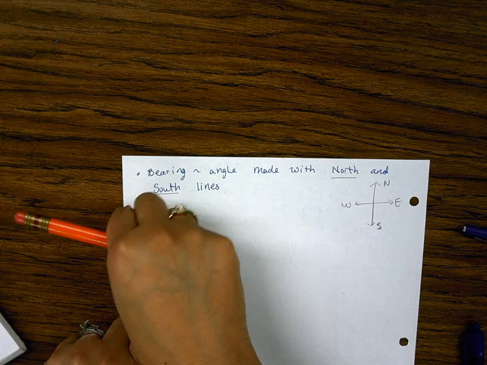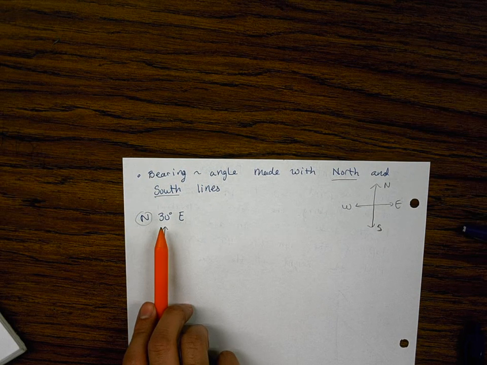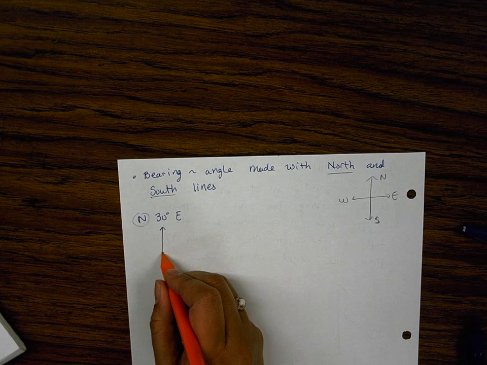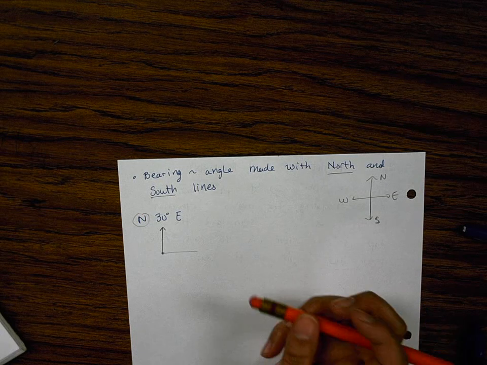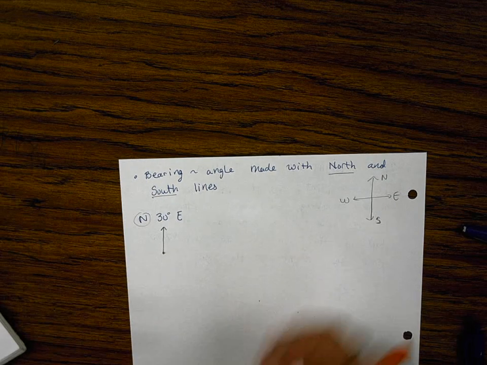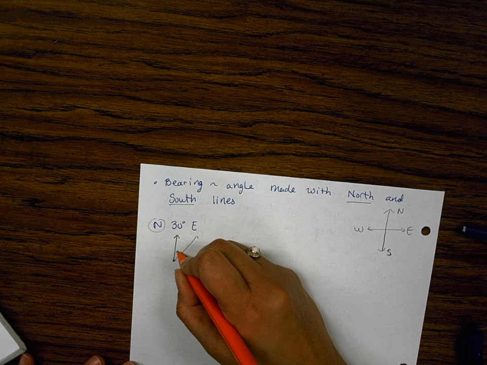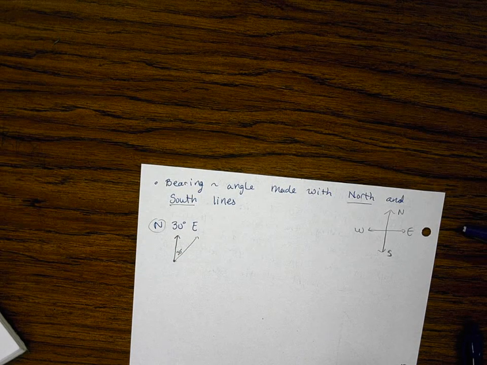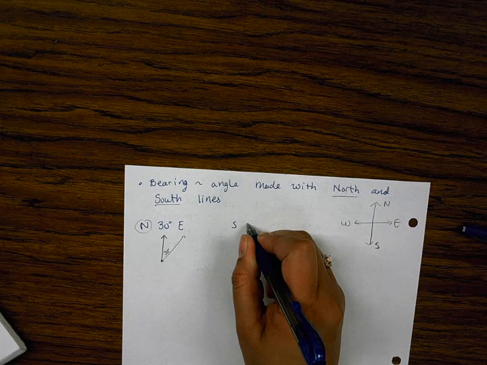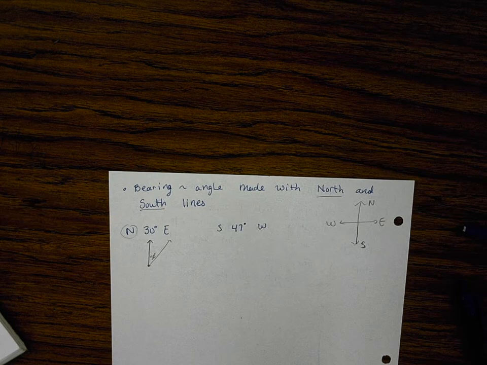From there, picture like a little point here, and you're going to swing that arrow right or left. East is to the right, so you're going to take this arrow and swing it not just to the right, but 30 degrees. That would not be a good approximation for 30 degrees because that looks closer to 90 degrees. So approximate where 30 degrees would be. It doesn't have to be exact, but that there would be your north 30 degrees east. Let's try another one. South 47 degrees west.